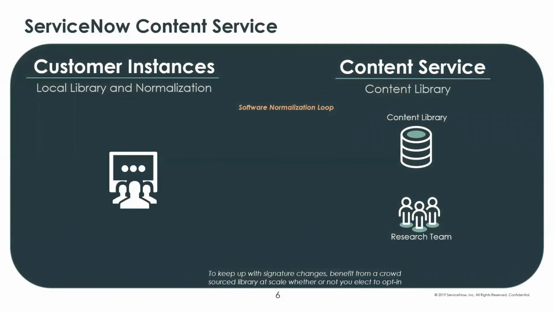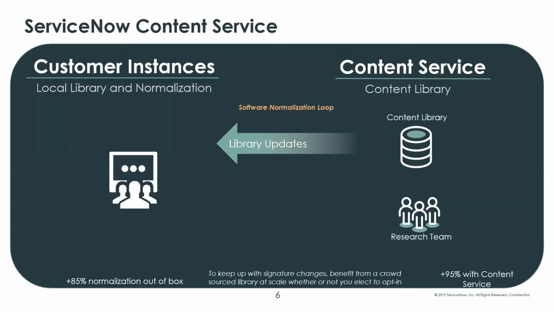The final concept that I want to talk about in today's session is our software normalization loop. Off to the left, you see you, right? That's the customer instance. And off to the right, you see this thing called content service. What does that mean? Well, you should really think of this research team as an extension of your asset management team. And I'm going to show you why. So they're going to do work, right? It's going to go into the content library. Those library updates will be sent to you weekly.